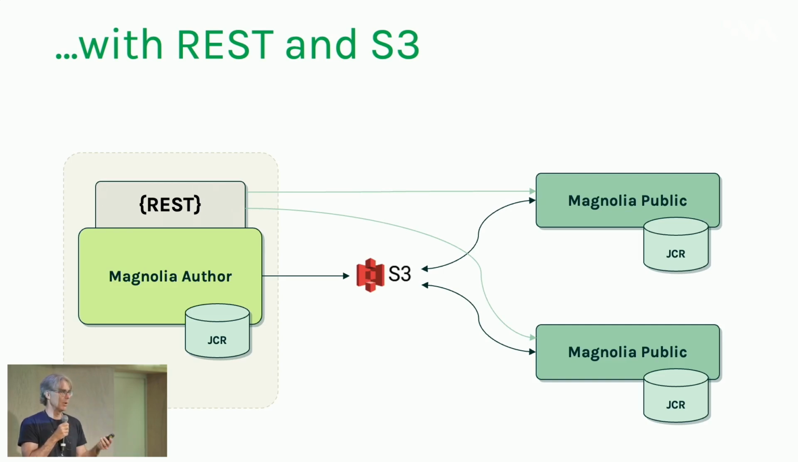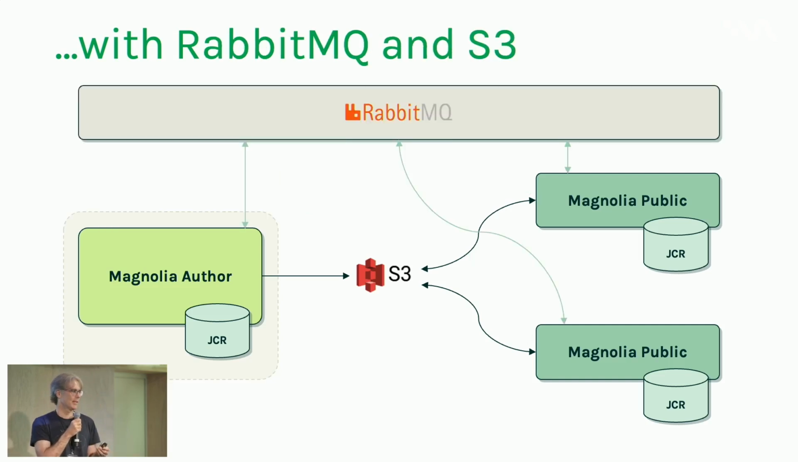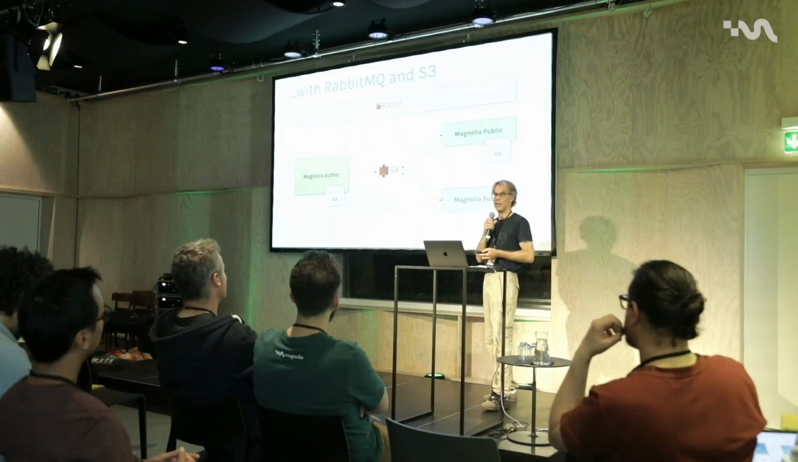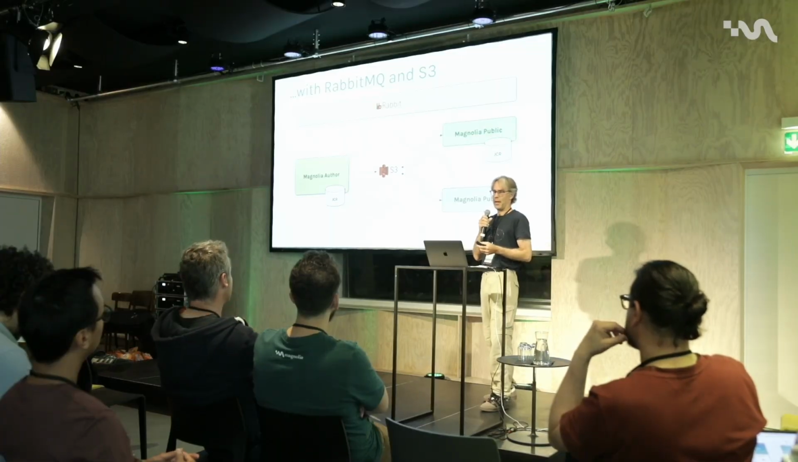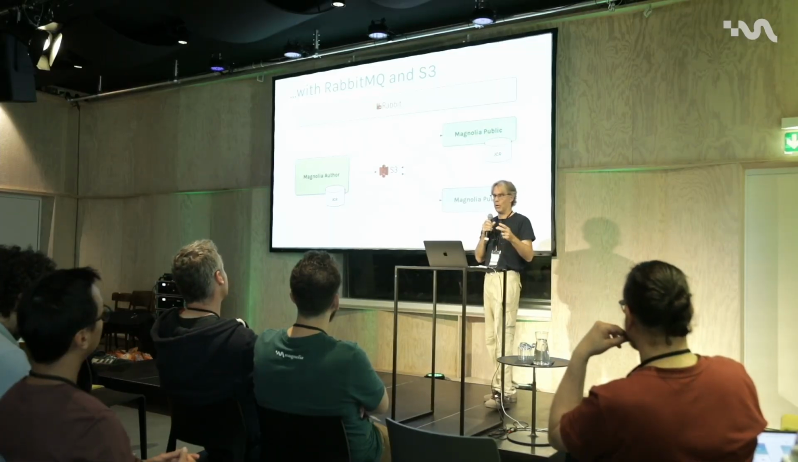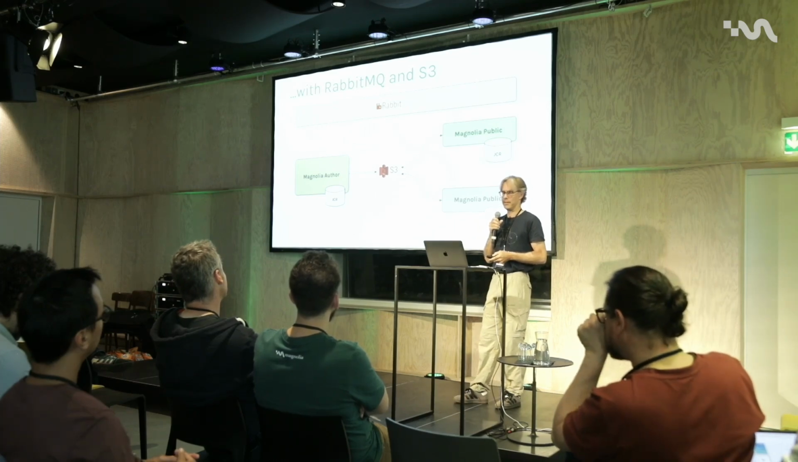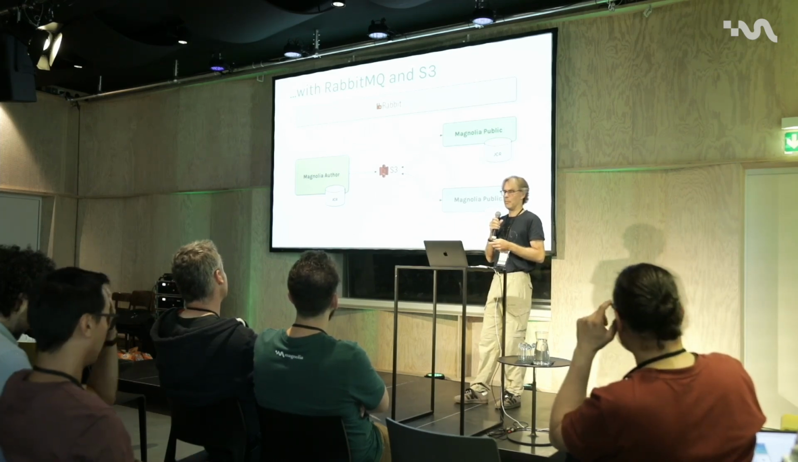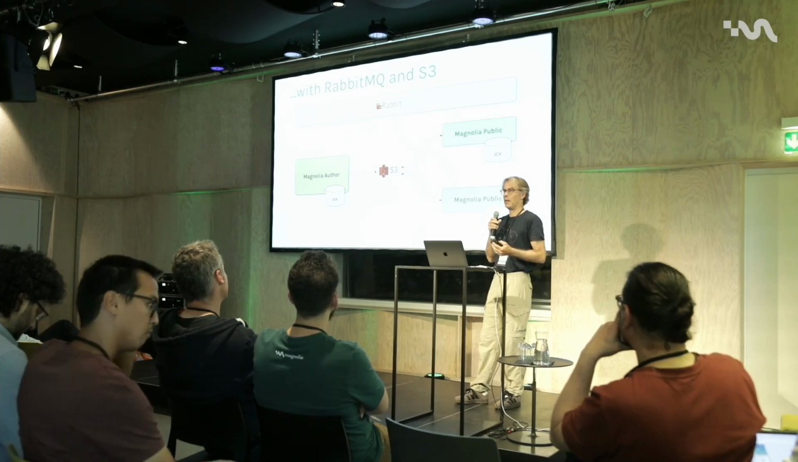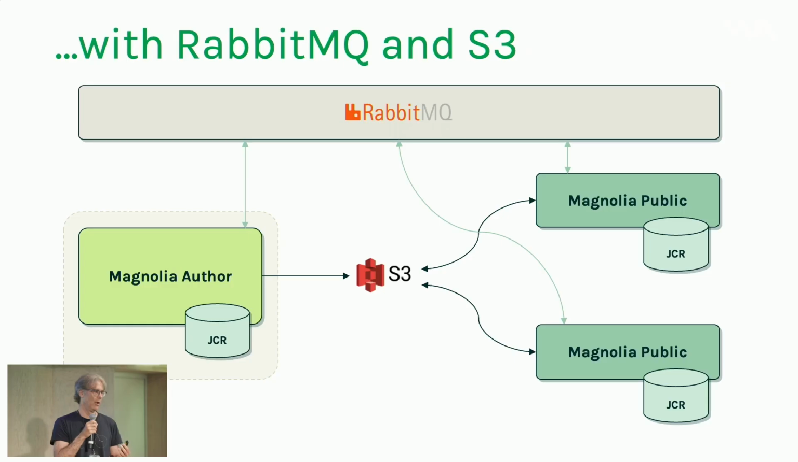And if you want to go even further, you can take out that orchestration from REST and implement that via our RabbitMQ connector. So RabbitMQ would take over all this coordination between the author and public instances, which allows you even further deep coupling of your instances and taking further load off the author instance.